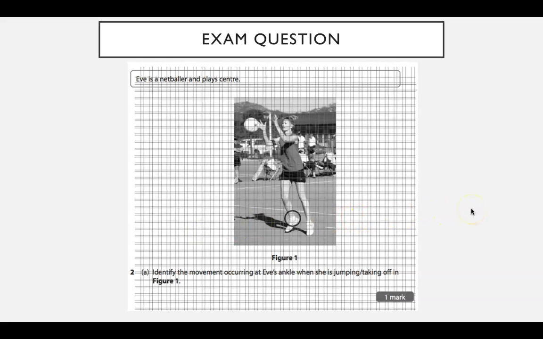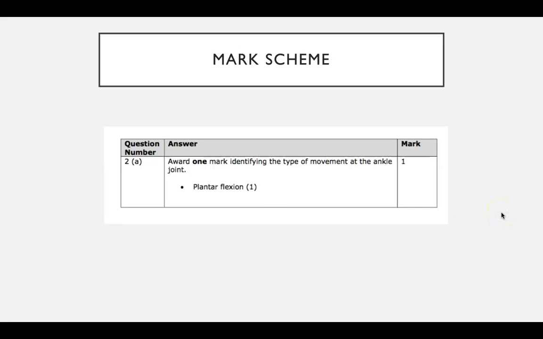So nice easy exam question for you. Identify the movement occurring at Eve's ankle when she's jumping, taking off in figure 1. So what movement is taking place at the ankle joint there? Pause it, give it a go. Of course, the answer is plantar flexion.